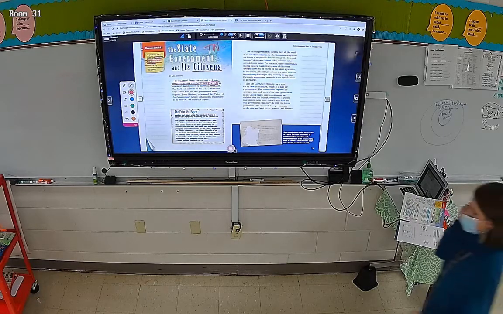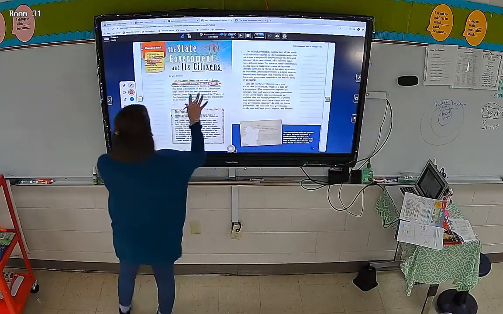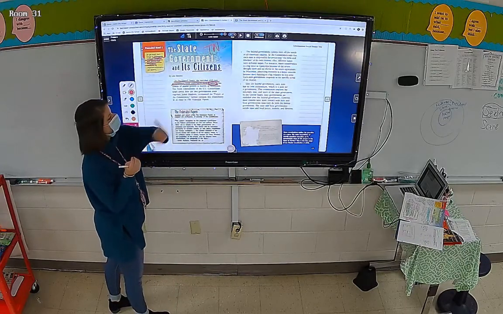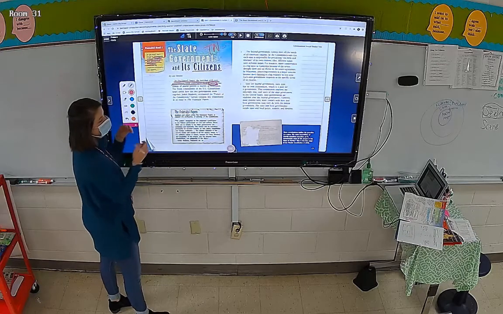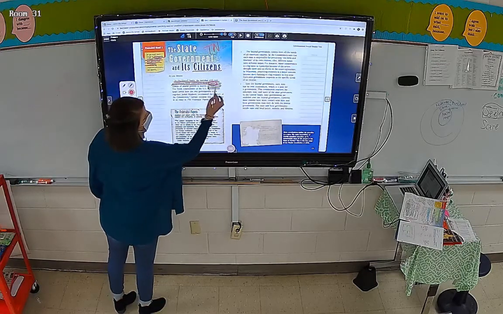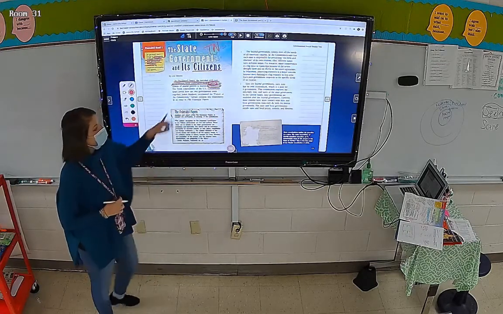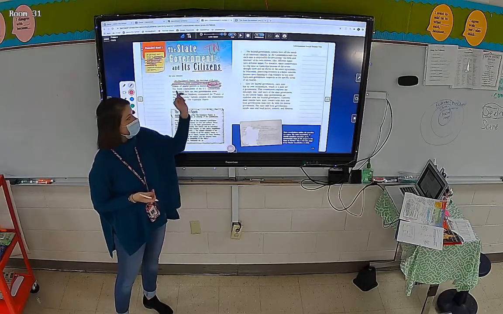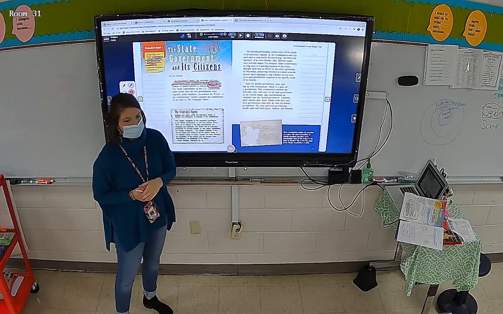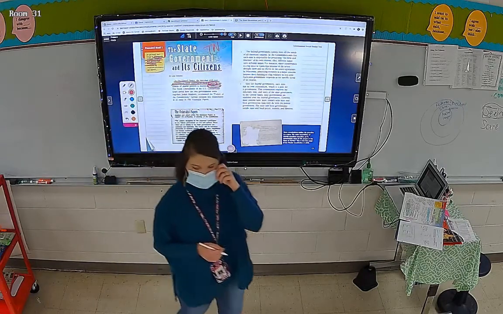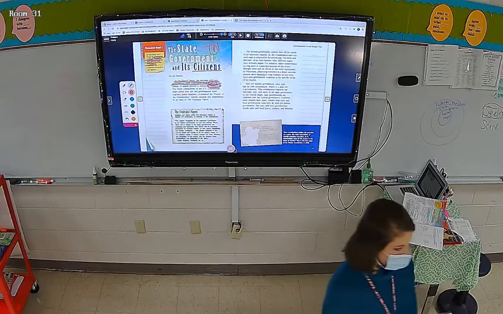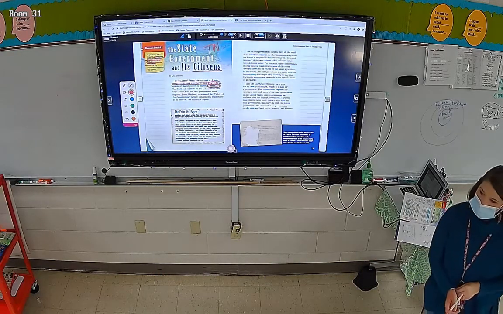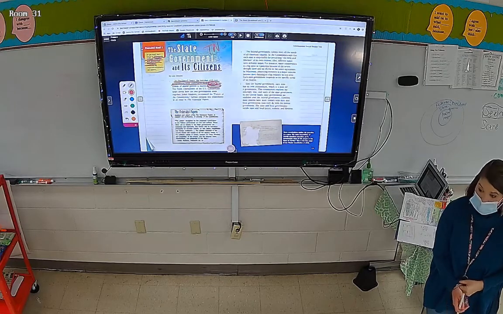Okay, so when I look here, I know that we're talking about the national, which would be the federal government, and the state government working together. It says this system of shared powers is known as federalism. So when they say federalism, what does that mean? Let's make an inference. Read that sentence to yourself. What does the word federalism mean based on those clues? What do you think it means, Cadence? People who work together.